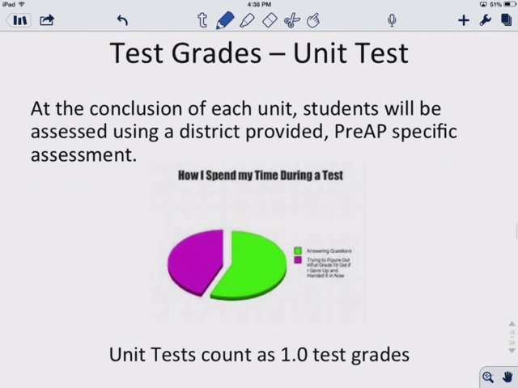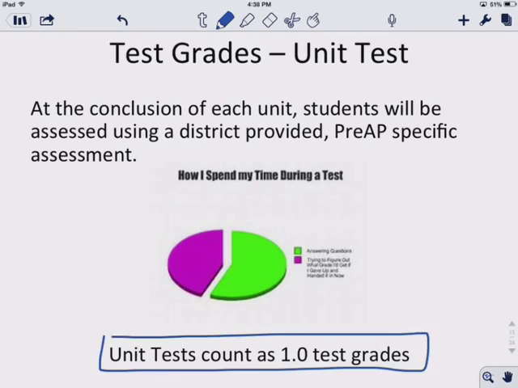The next type of major grade is a unit test. At the conclusion of each unit, students will be assessed using the district-provided pre-AP specific assessment. We'll use this after each unit, and the unit test will count as one test grade. So it'll go in as 100 points into your test grade column.